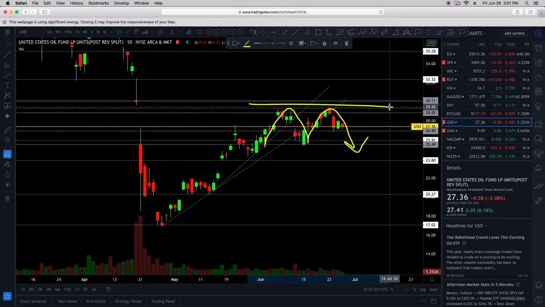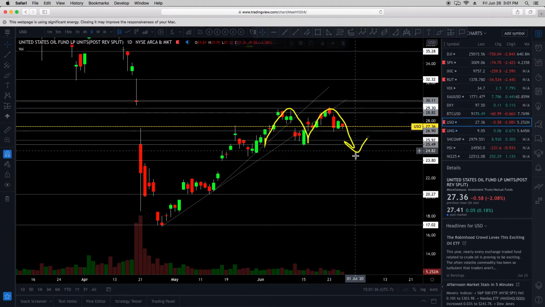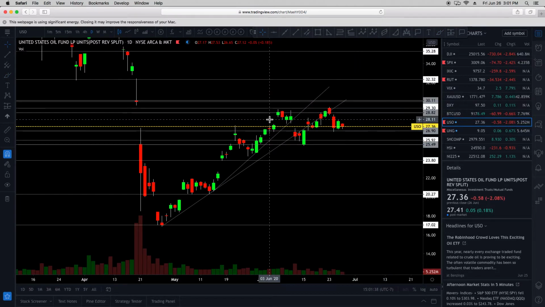Why? Because of resistance. There is a hidden wall here, basically at $29, $30. That is preventing the price from going up higher right now, okay? So again, trend strength. Remember, why did this oil ETF go up? Because people were excited about reopening back in April, May, that people are going to start traveling again. Is that happening?